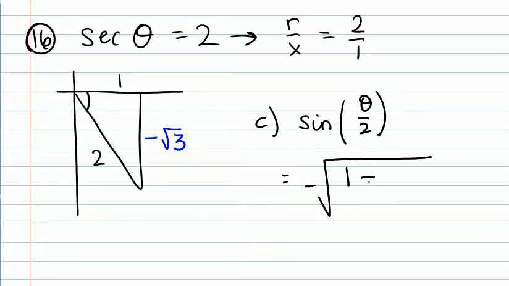In this case, the cosine is 1/2, divided by 2. 1 minus a half is a half, divided by 2 is a quarter. So this is the opposite of the square root of 1/4, which is negative 1/2.